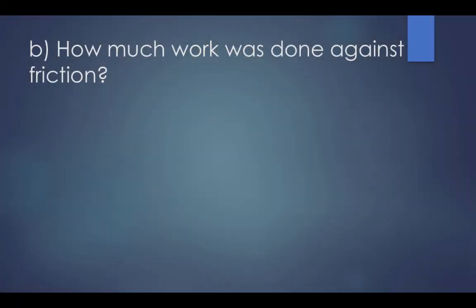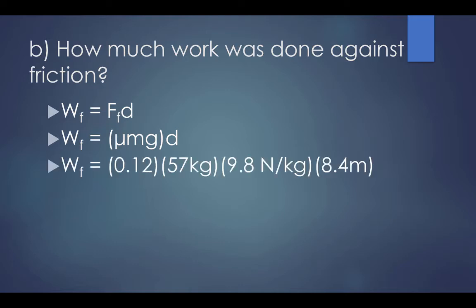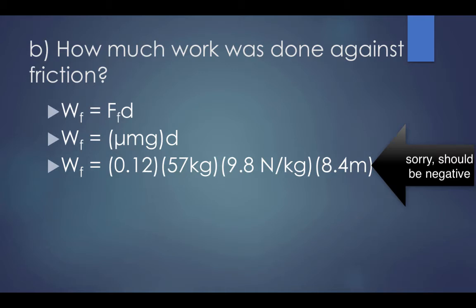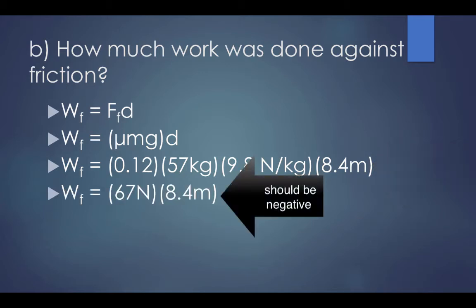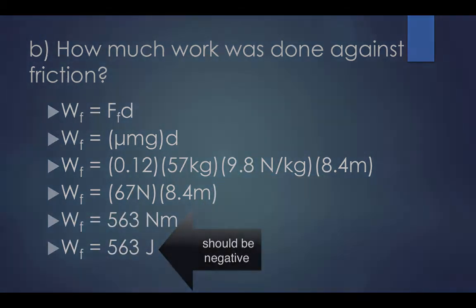Part B, how much work was done against friction? Work against friction can be calculated again with force friction times displacement, or W equals Fd. The formula for friction force is mu mg, so work against friction becomes mu mg times displacement. Work against friction is 0.12 times 57 times 9.8 times 8.4, which is 67 times 8.4. That makes 563 Newton meters, or 563 joules.